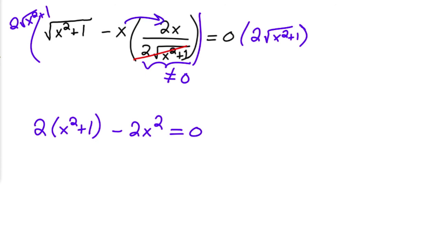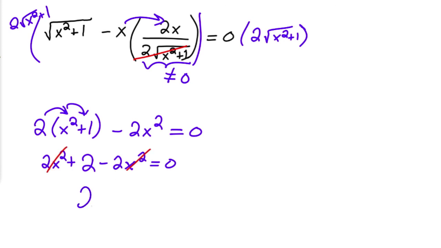Okay, so then when I distribute, I get 2x squared plus 2 minus 2x squared equals 0. So these cancel, and then I'm just left with 2 equals 0, which basically means that there are no zeros.